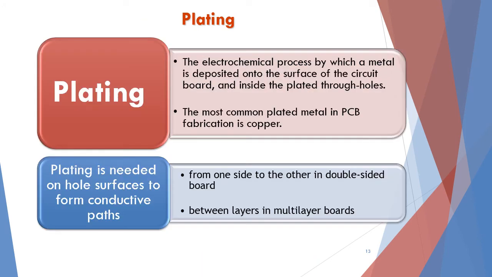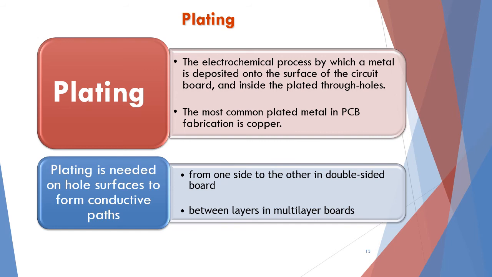Once the circuit is complete, what we have to do is plating. So what is plating? Plating is the electrochemical process by which a metal is deposited onto the surface of the circuit board, and also inside the plated through holes. The most common plated metals in the PCB are copper and also tin.